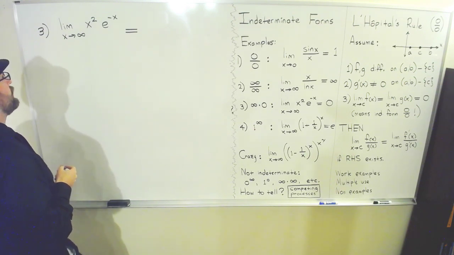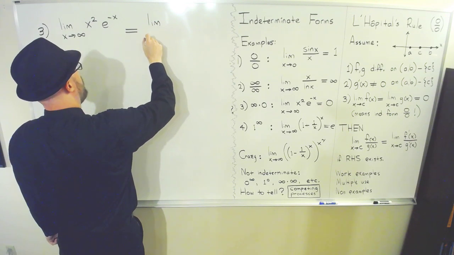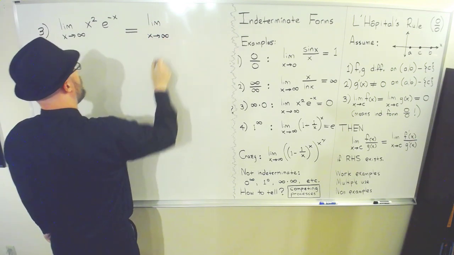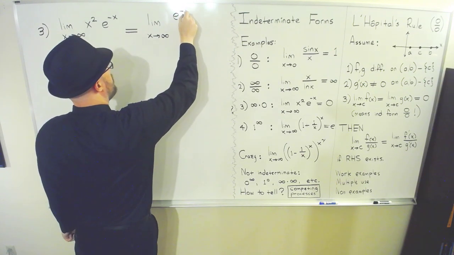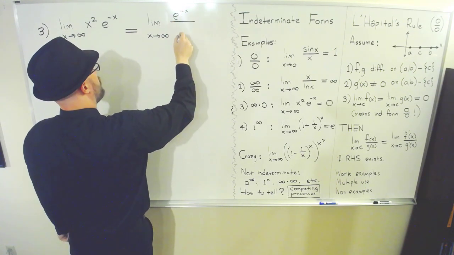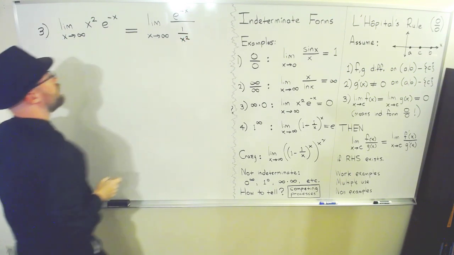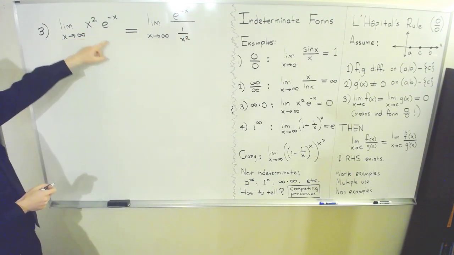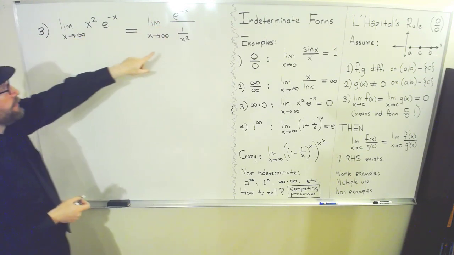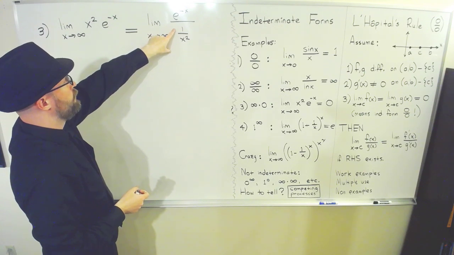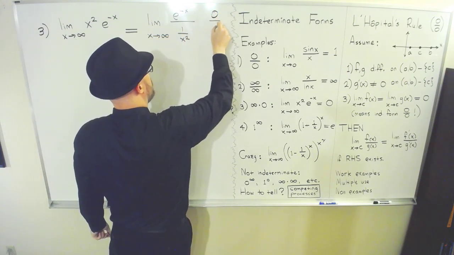Now the way I would make it to be a 0 over 0 is I would write this as limit as x goes to infinity, and I would keep the e to the x here, or e to the minus x here. I would move the x squared down and take 1 over that. So instead of multiplying by x squared, I would divide by 1 over x squared. And so now this looks like 0 over 0, right?